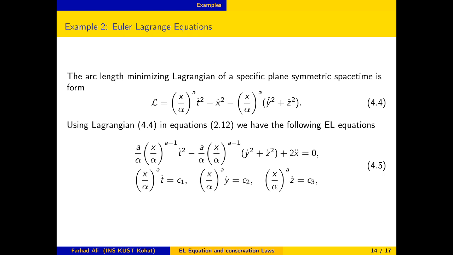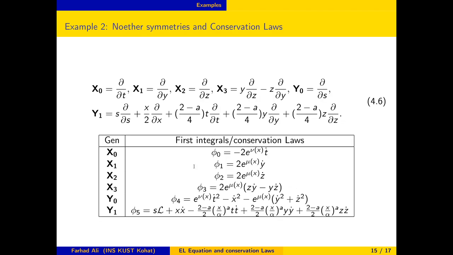Similarly, this is another example. In this example I only change this, which is 2 in the previous one, so I take it as general. These are the Euler Lagrange equations. You can use the previous Euler Lagrange equation which is given in 2.16 and derive these. This is homework. All the students are advised to do this work as homework: derive these Euler Lagrange equations, and using these Noether symmetries derive these conservation laws. These are six.